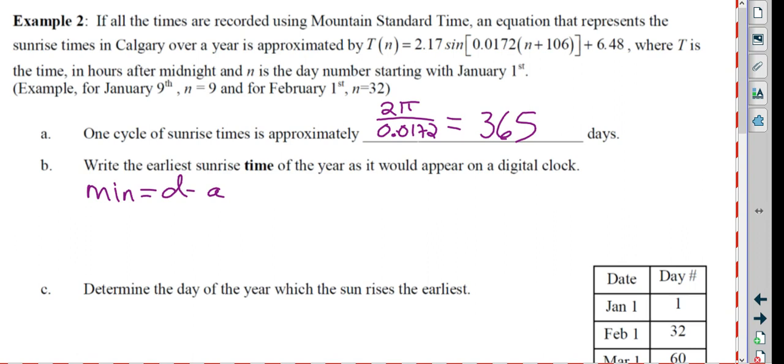What's that mean? It means that the average time of sunrise, the median time of sunrise in Calgary is 6:30 a.m. Obviously, not quite, because it's 6.48, not 6.5. So around 6:30 in the morning, that's the average time of sunrise.